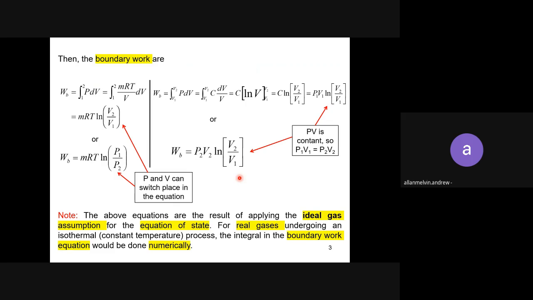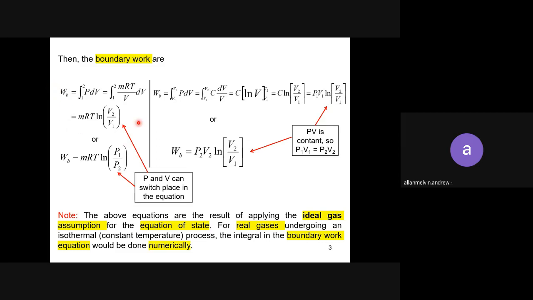Now the boundary work done. There are two ways for you to calculate the boundary work done for the isothermal case, the left hand side and also the right hand side. Both indicate the same thing, based on PV equals mRT, so mRT equals PV. It depends on what information is given in the question, so you can choose which way you want to calculate the boundary work done.